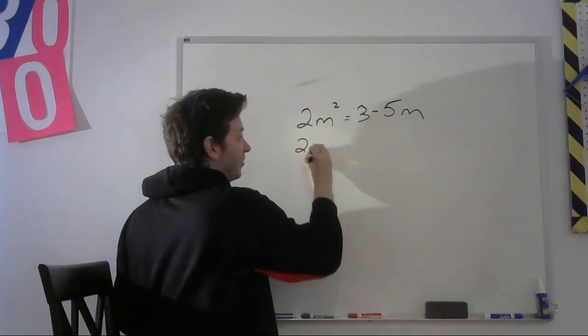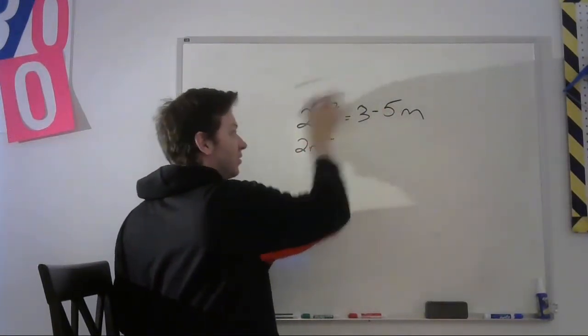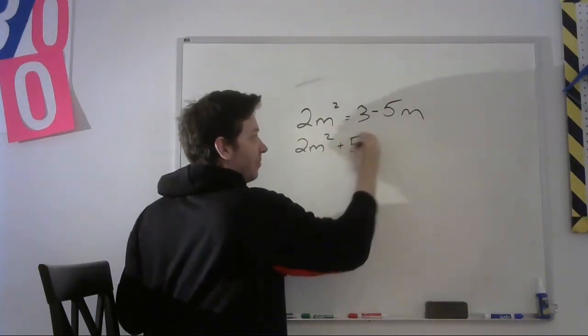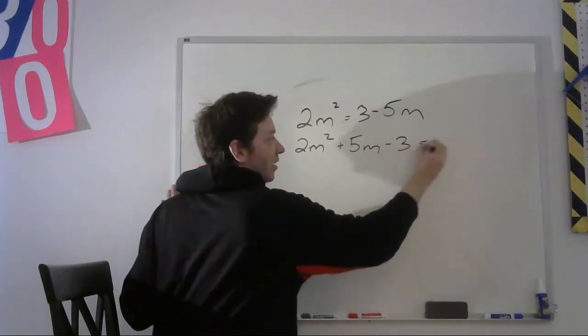So we have 2m squared. Bring this to the other side, it's minus 5m, so you add it to both sides to get plus 5m. Positive 3 becomes negative 3 equals 0.